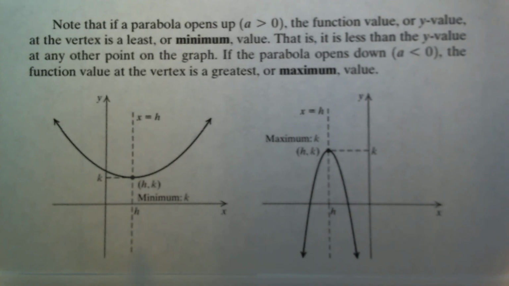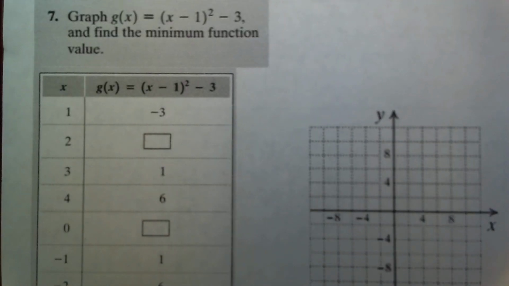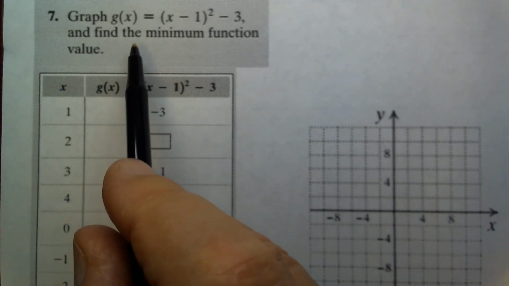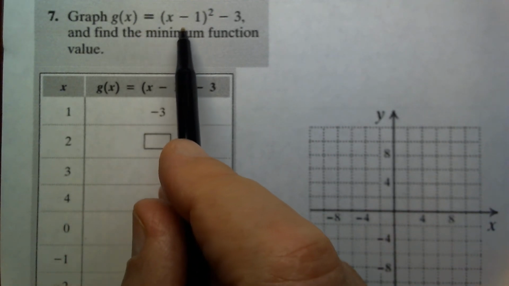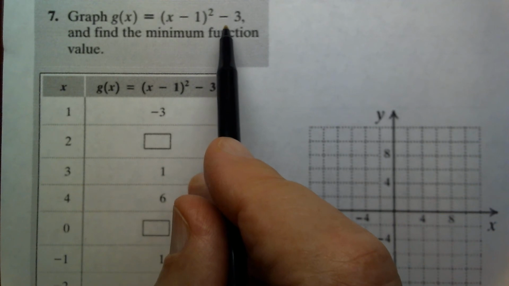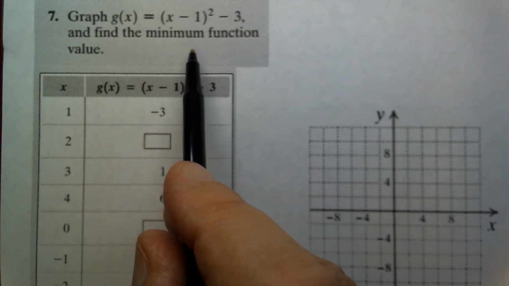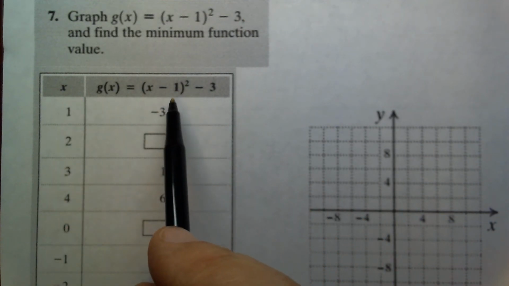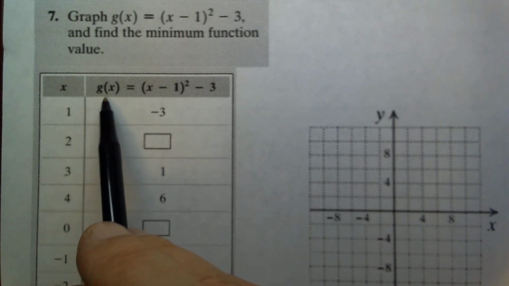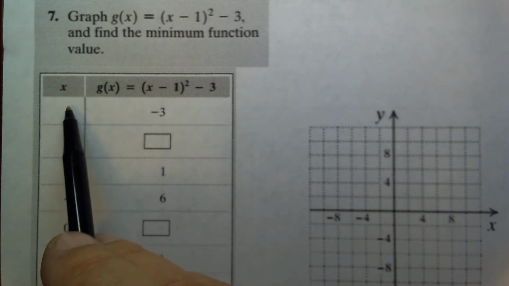These are good examples to keep in mind when you're dealing with any of these exercises. Let's look at number 7. We are to graph the function g of x equals (x minus 1) quantity squared minus 3 and find the minimum function value. So here's the function, and here are some values for x.